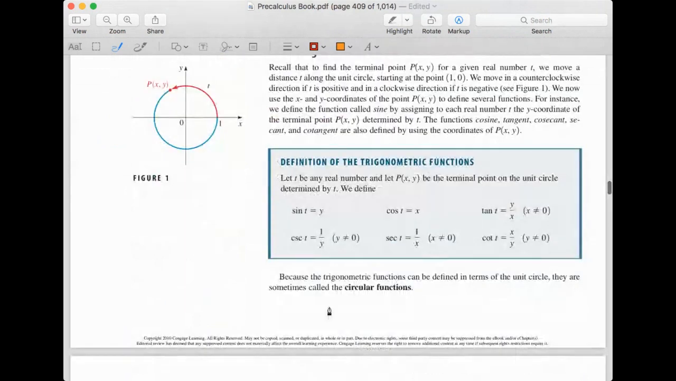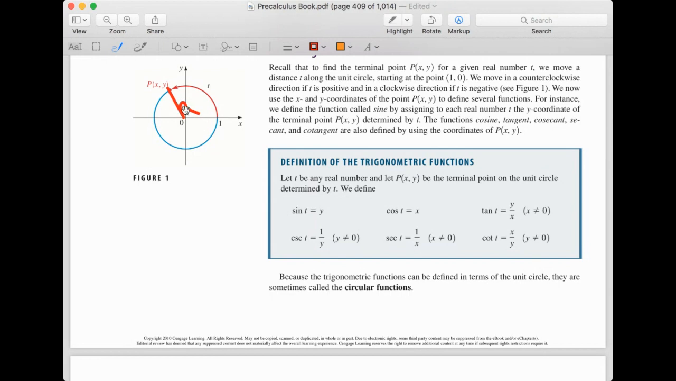All right, now let's see here. The definition of trigonometry functions: let t be any real number. Remember, t represents the angle. So in this picture, t represents this point running around the unit circle up to here. So what is the angle? The angle is from here to here. That's the angle measure from here up to here.